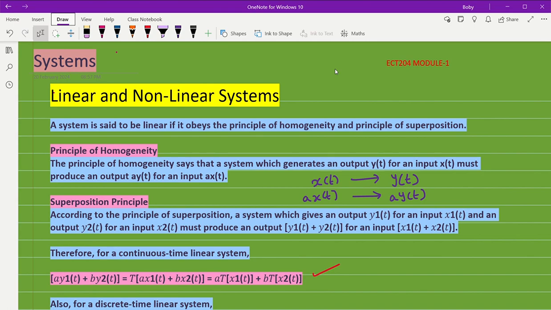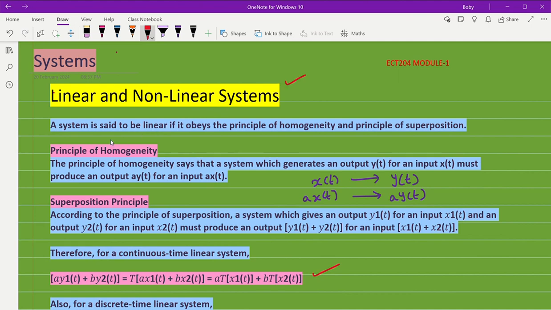So today we are going to see a topic in the first module of ECT204, that is Signals and Systems. In this session we are going to see about systems. First of all we have to classify systems, different types of systems. One type of classification is linear and non-linear systems. So systems can be classified into linear and non-linear systems.